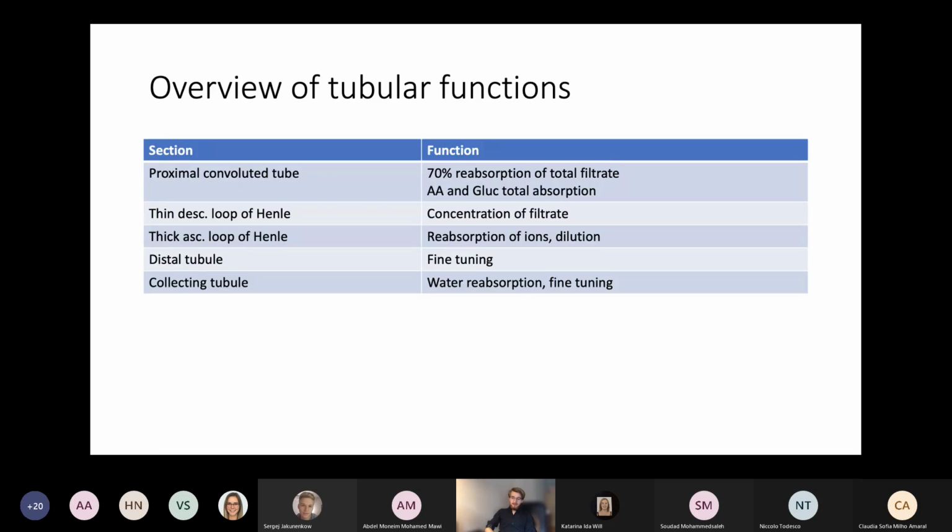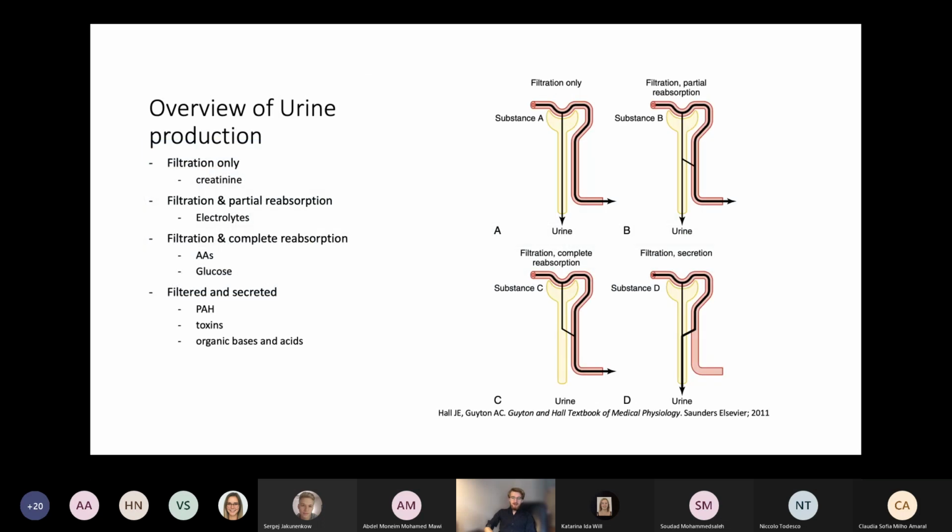So again, the renal tubule can be split up into multiple sections: proximal, thin descending, thick ascending, distal, and collecting tubule. And all of them have slightly different functions. I've outlined the functions here, but since we're going to talk about it in more detail during the coming slides, I'm going to go right into that. First of all, we're going to look at the overview of urine production.